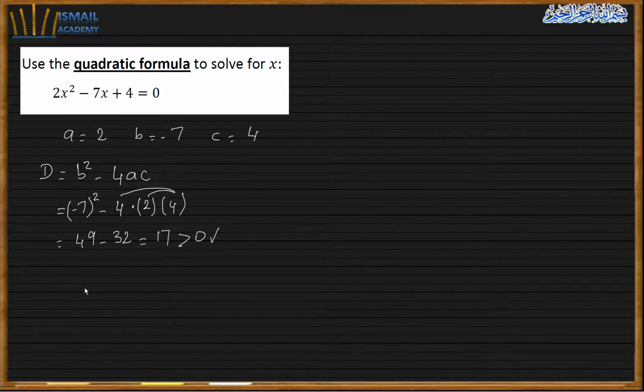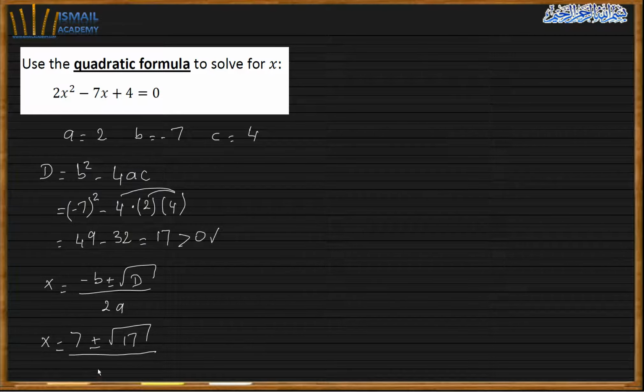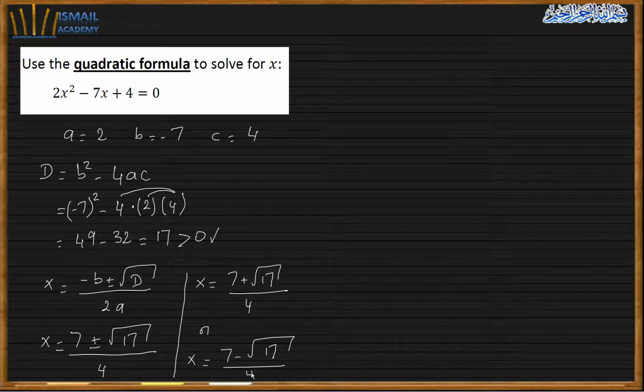I'll give you an example with a negative discriminant. So now my x is minus b plus or minus the square root of the discriminant over twice a. So here x will be minus 7, so 7 plus or minus square root of 17 over 2 times 2, which is 4. Some professors or teachers don't want this, they want two solutions, so we can write it down as x equals 7 plus square root of 17 over 4, or x equals 7 minus square root of 17 over 4. So you have to write down the or. If you split them out, this means you have to write down the or.